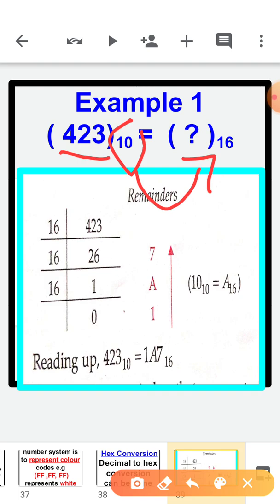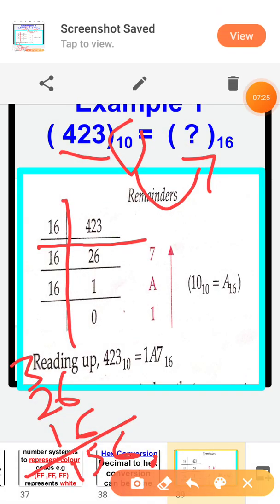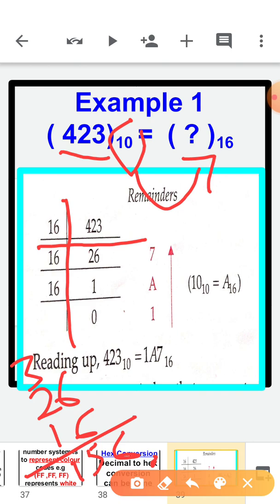See, now 423 is given to you like this. Okay, so divide by 16. So 26 into 16, you are getting 6 6s are 36. Then 2 into 6 is 12, 13, 14, 15, 156. So 16 into 26, you are getting something, and you are getting remainder 7. Okay, again you are dividing by 16, you are getting remainder 10.